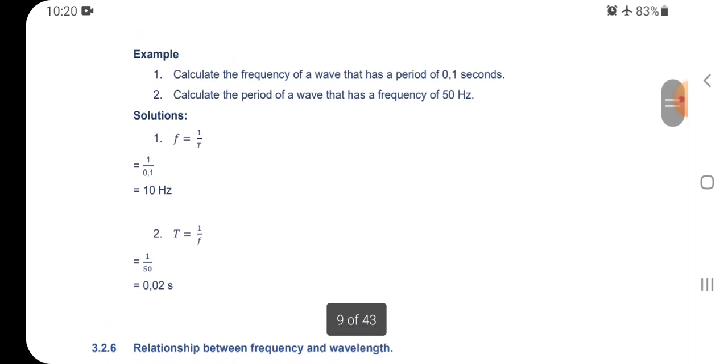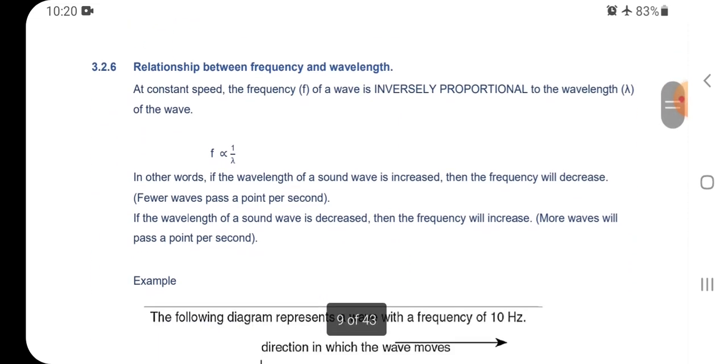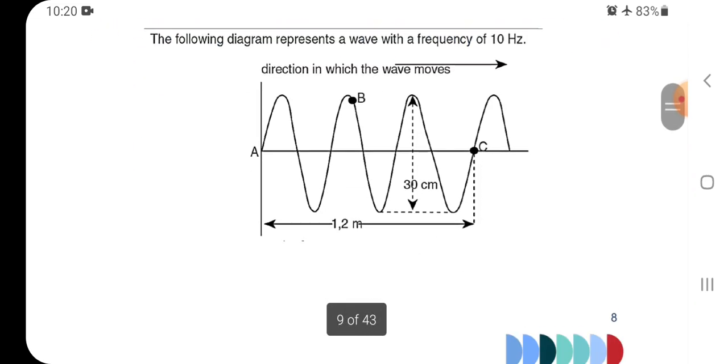And then here is an example where number 1, you calculate the frequency of a wave that has a period of 0.1 second. So you're asked to calculate the frequency and you're just given the period. So 1 over the period will give you the frequency, and then 1 over the frequency will give you the period. Okay, that is easy.